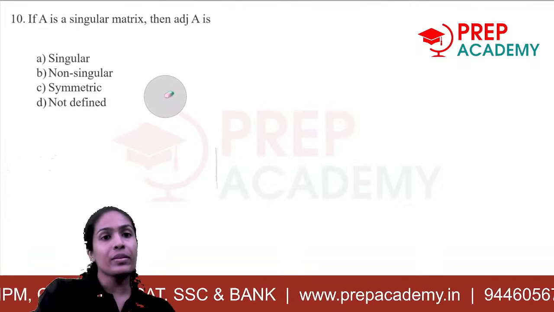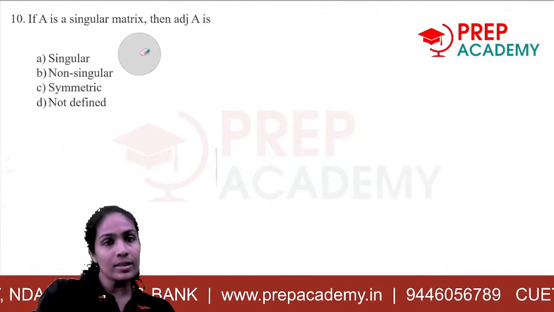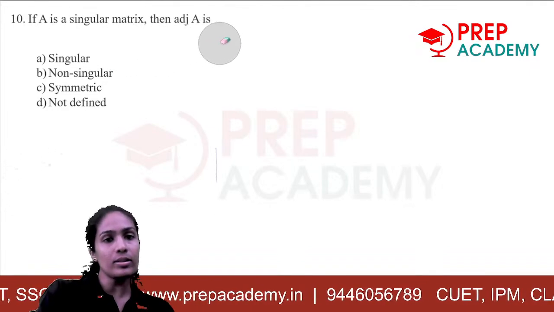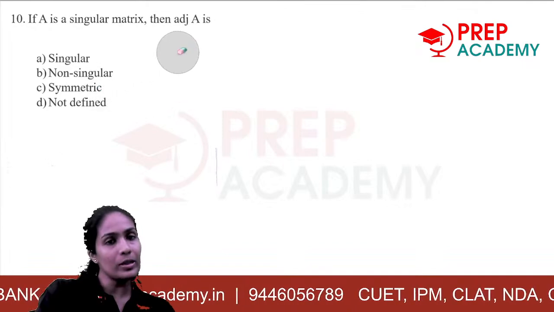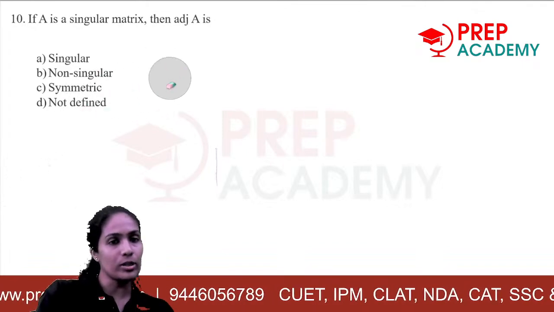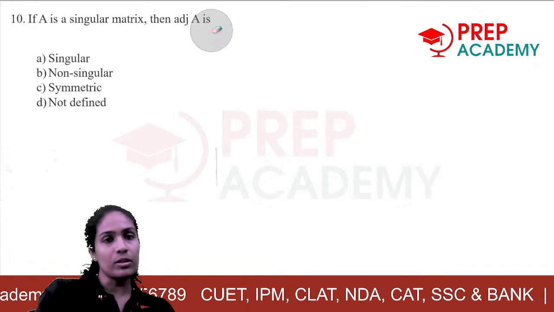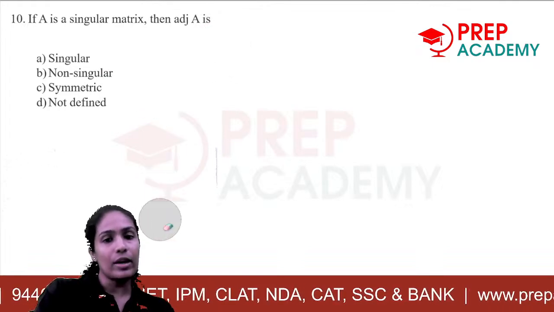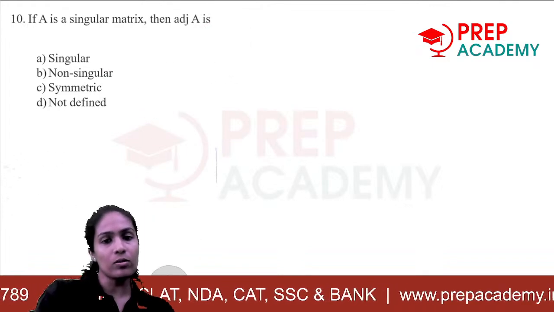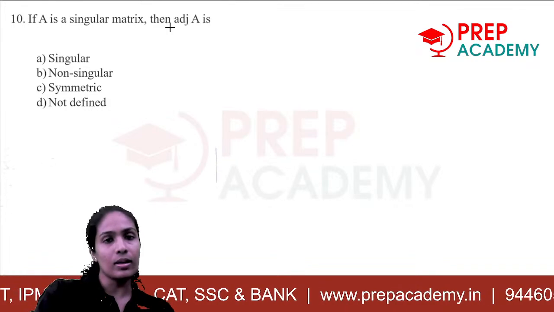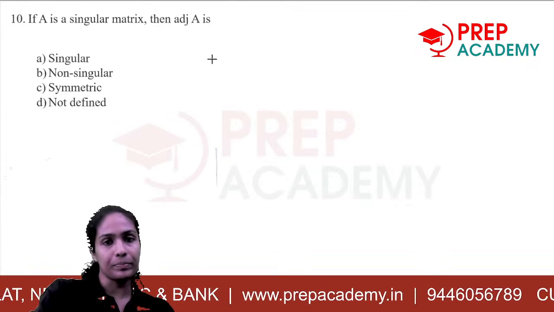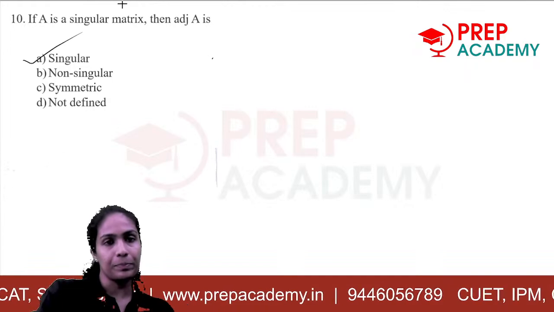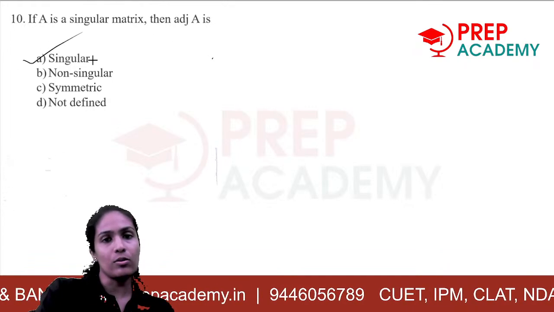Next question, the 10th question: if A is a singular matrix, then the adjoint of A is: option A, singular; option B, non-singular; option C, symmetric; and option D, not defined. This is actually a question from the theory part. A is a singular matrix, and the adjoint of A is also a singular matrix. The correct option is option A.